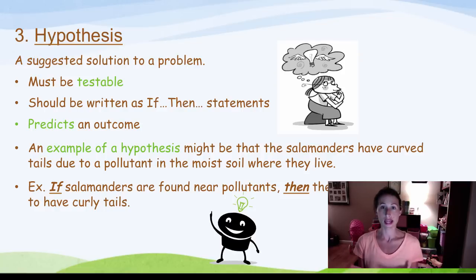Okay, so here are some key things. It has to be testable. It needs to be written as an if-then statement. So if this happens, then this will occur. It's a prediction of an outcome. So if we're sticking with our salamander example, a hypothesis might be, if you notice salamanders having curved tails, then it might be due to pollutants that are in the soil.